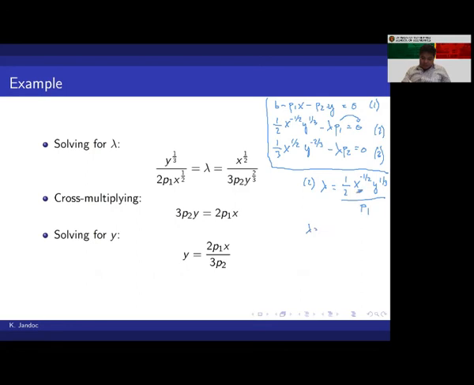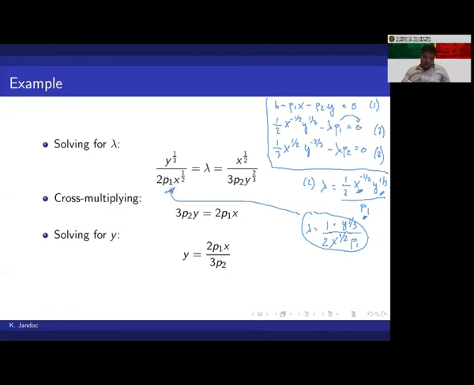Since we have an x to the negative 1/2 here, it's the same as putting this in the denominator. So you have 1/2 over here, and x raised to 1/2 in the denominator, and then you have p1 also in the denominator. And then you have y^(1/3) left in the numerator. So lambda is equal to this expression over here.